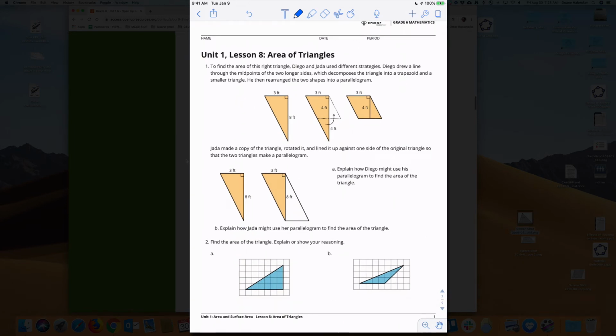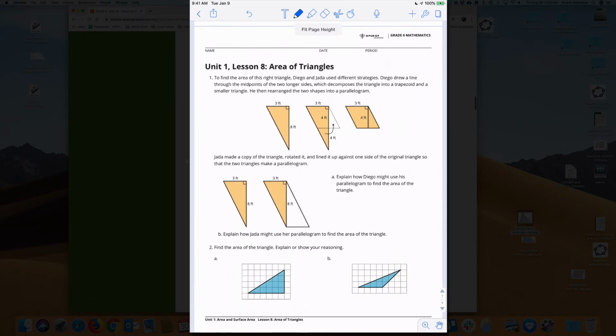Let's do some practice. To find the area of this right triangle, Diego and Jada used different strategies. Diego drew a line through the midpoints of the two big long sides, and then he decomposed it. Jada made a copy of it, made two of them, and turned it into a parallelogram. Explain how Diego might use his parallelogram to find the area of the triangle, and explain how Jada is going to use her technique.